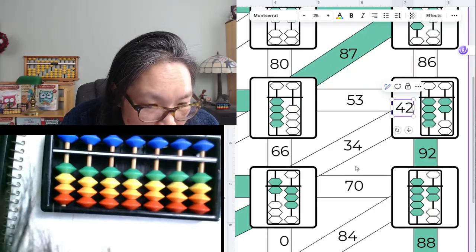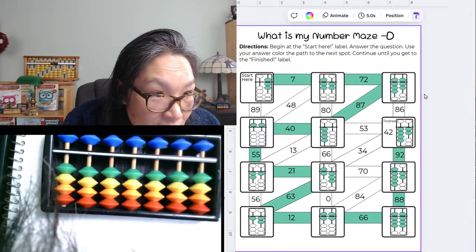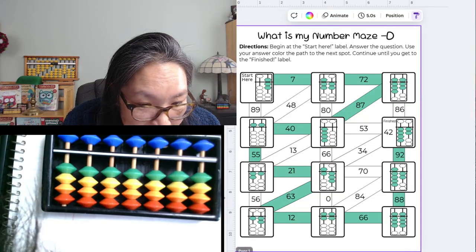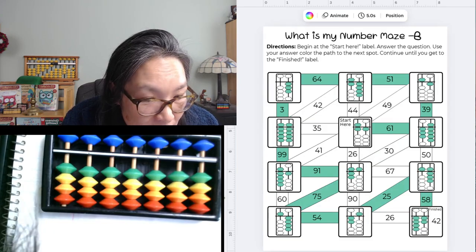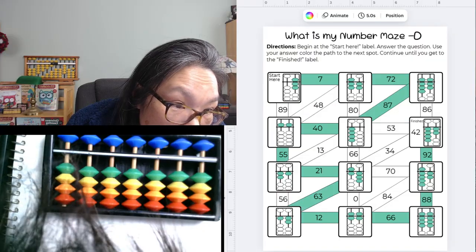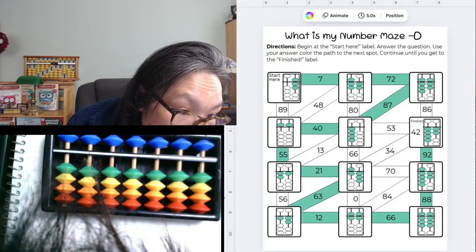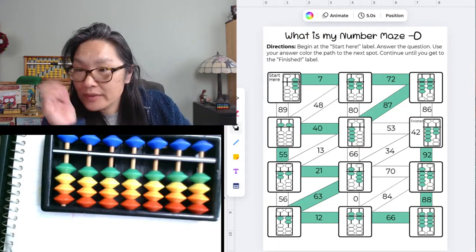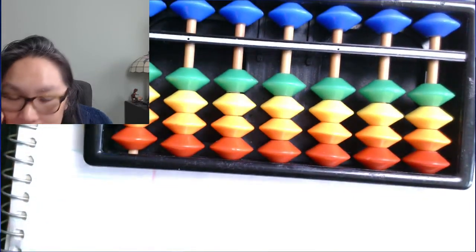Whew, okay. I gotta do this in chunks. So that's my next one. So that's maze D. So we did A, we did B, we did C, and we did D. Okay. I think that's good. Cool. Okay, let's do it. Let's do some adding. Okay, I get tired after a while.